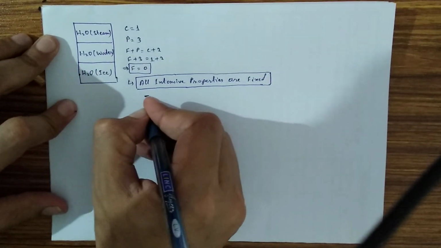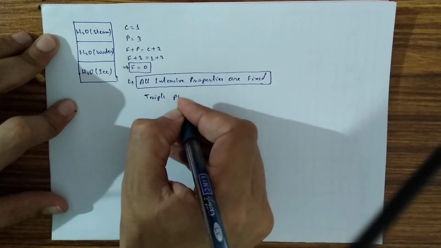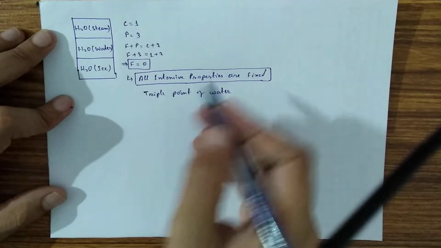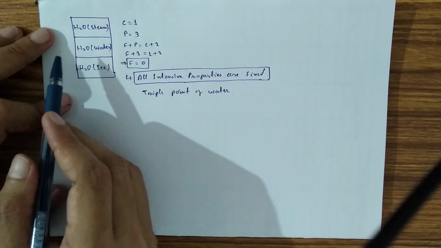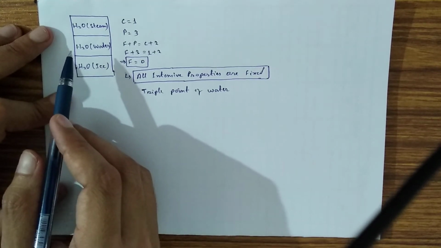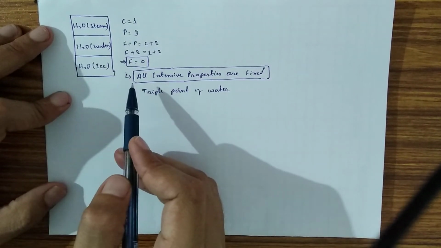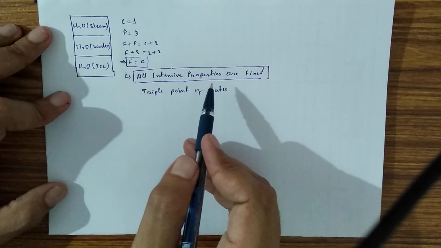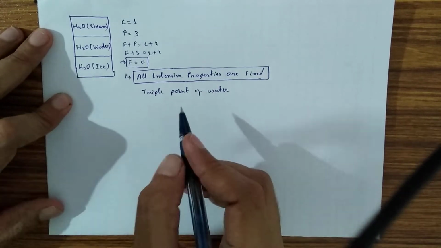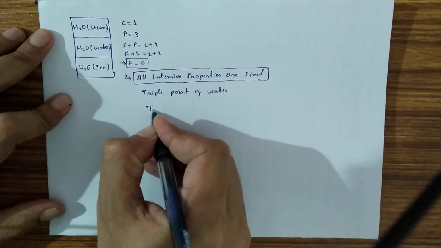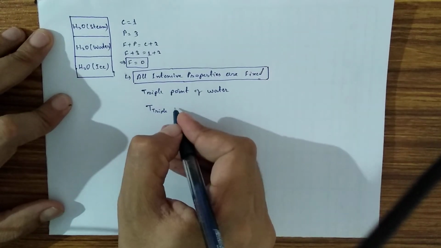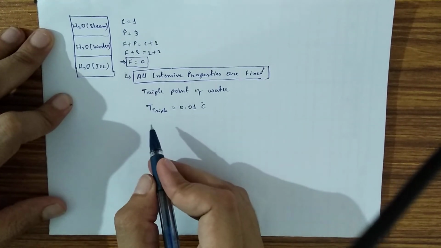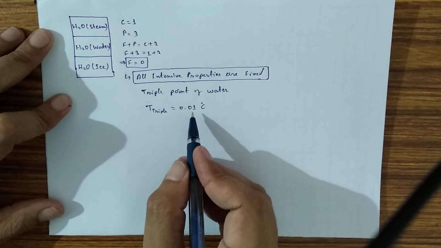That is the triple point of water. We are having steam, water, ice, all three phases present, due to which the degree of freedom is 0. That is, all intensive properties are fixed, which is called the triple point of water. At the triple point, the temperature of water is 0.01 degree centigrade. It is fixed.